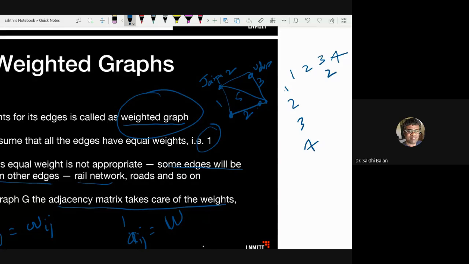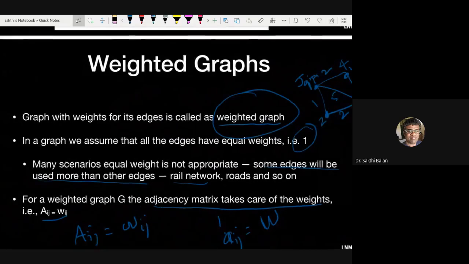And this is the graph if I'm considering this. Okay, so there are 4 nodes. I need to represent that; I have not represented it. So this is 1, this is 2, and this is 4. So then this is 1 and 4, and 1 and 4 is 2. Like that you can fill it up, okay? So the adjacency matrix will take care of the weights.